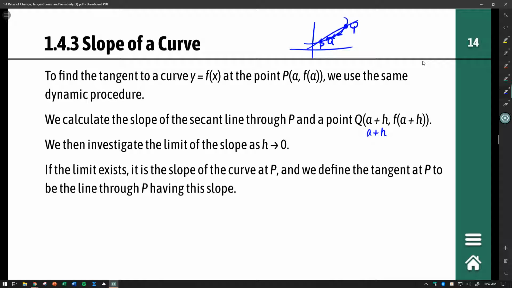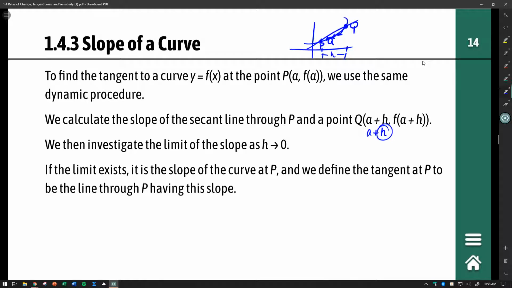And we're going to investigate this as h becomes 0. So as h gets closer and closer to 0, what happens to the slope? In other words, we're going to say the space between P and Q is h, right? So if that limit exists, it is the slope of the curve at P, and we're also going to define the tangent at P to be the line that has that slope.